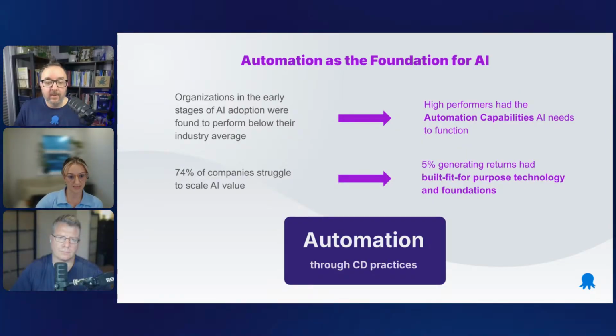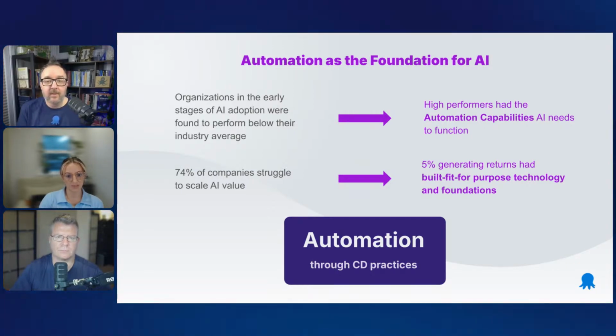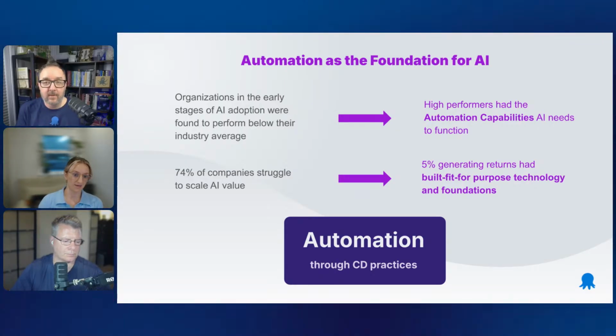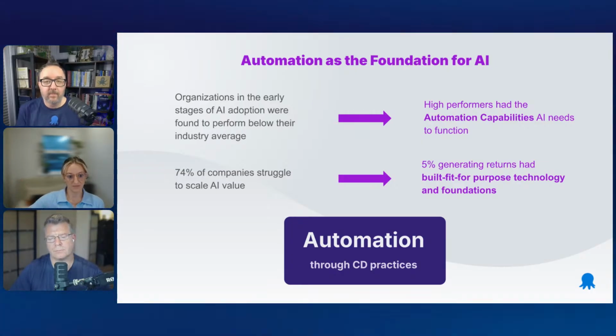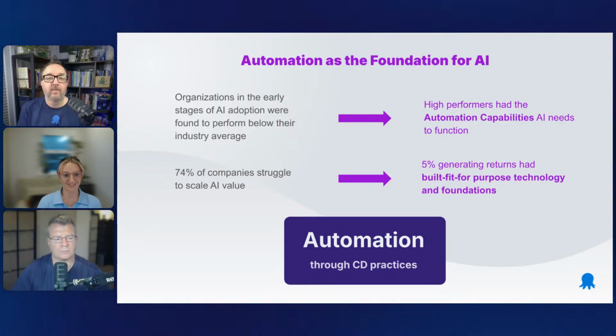And then the second study is from the BCG report. I feel like it's the widening AI value gap. 74% of companies struggle to scale AI, but the ones that did had built fit-for-purpose technology and foundations. So the idea behind this slide is that the successful companies that were able to scale AI had the automation capabilities and underlying infrastructure that allowed productivity to be measured very easily and successfully.